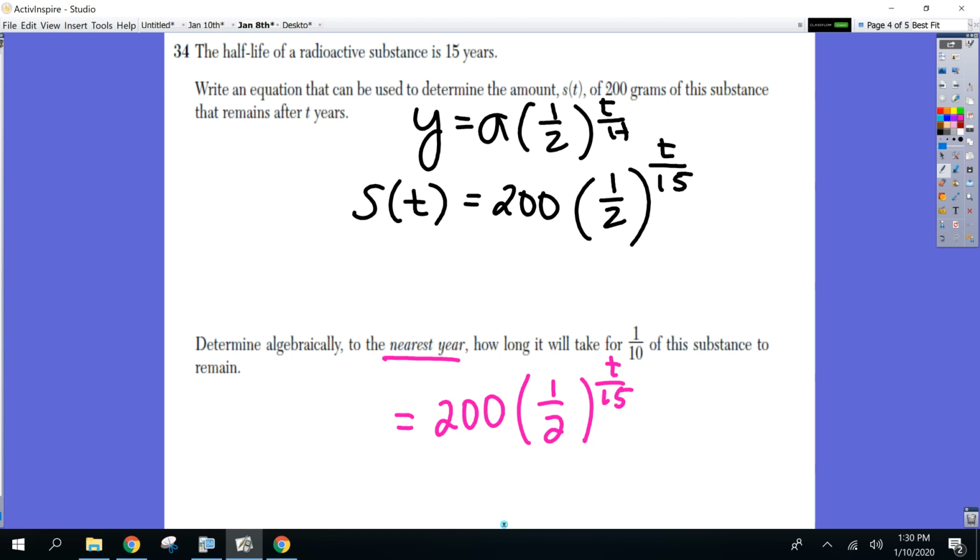How long will it take for 1/10 of this substance to remain? Well, how much did I start with? 200. What's 1/10 of that? Well, let's figure it out if you don't know on your calculators, all right? We're not doing a staring contest anymore. One-tenth of 200. I want to know how long it takes to get down to 20 grams. All right, so 20 grams.